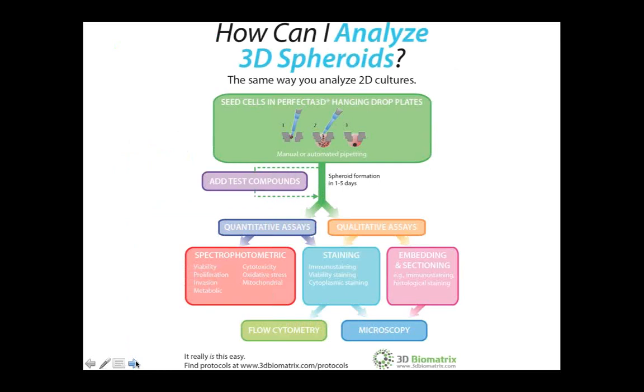So how can you analyze 3D spheroids? Basically the same way you analyze 2D cultures. And again, Mike is going to do a great job of really addressing some of the constraints and important points about doing this. But essentially you would seed your cells in the hanging drop plates, allow spheroids to form, add test compounds, and then perform quantitative assays and qualitative assays that you're used to performing. So you can perform spectrophotometric assays, you can do staining with immunohistochemistry or cytoplasmic staining. You can embed them and section them. And very interestingly, they can even be analyzed by flow cytometry as well as microscopy.